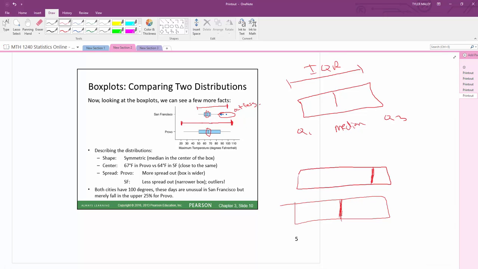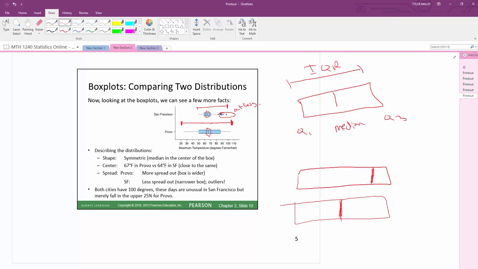Also center, so 67 degrees Fahrenheit in Provo versus 64 degrees in San Francisco. So again, they're really close to the same, right? And in fact, in the box plot, they look about the same to me, right? With the spread, you can also see that with Provo, the data is more spread out, right? The box is wider, where in San Francisco the box is more narrow, right? So visually, that's just another way to show that.